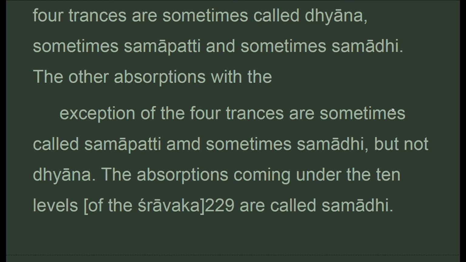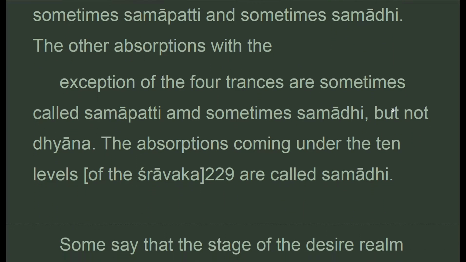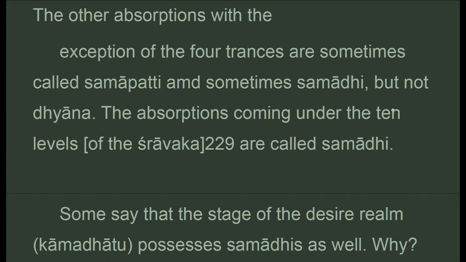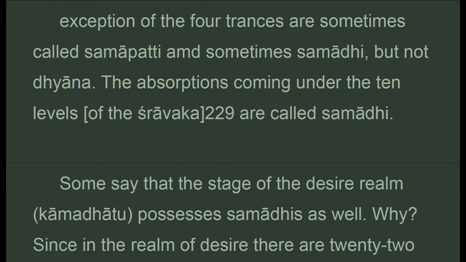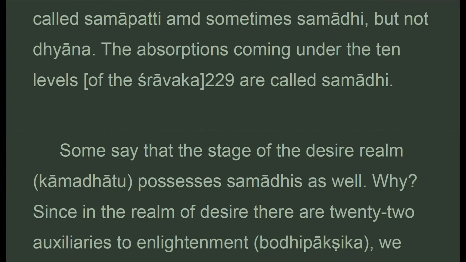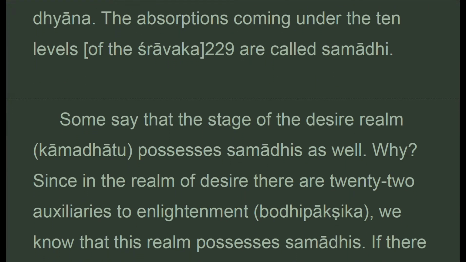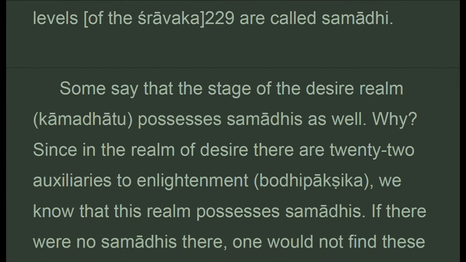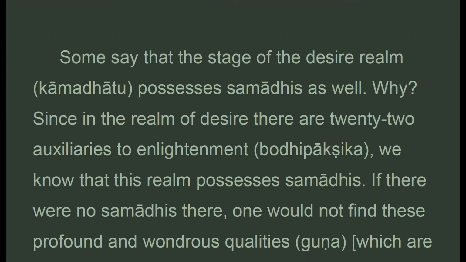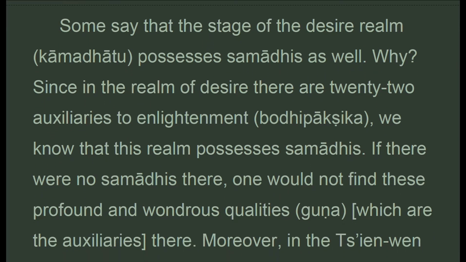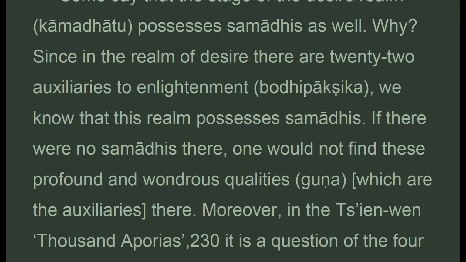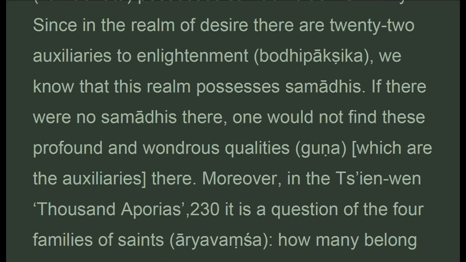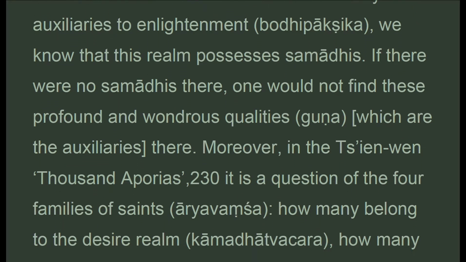The absorptions coming under the 10 levels of the Sravaka are called samadhi. Some say that the stage of the desire realm possesses samadhis as well. Why? Since in the realm of desire there are 22 auxiliaries to enlightenment, we know that this realm possesses samadhis. If there were no samadhis there, one would not find these profound and wondrous qualities which are the auxiliaries there.